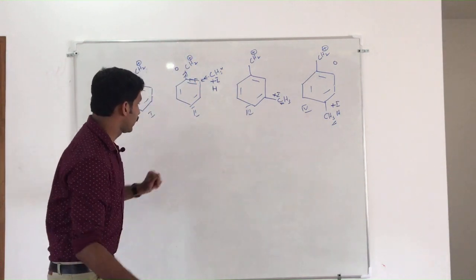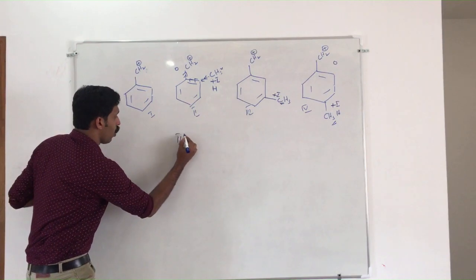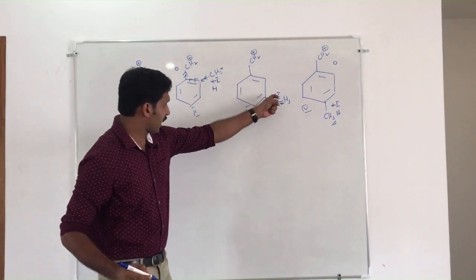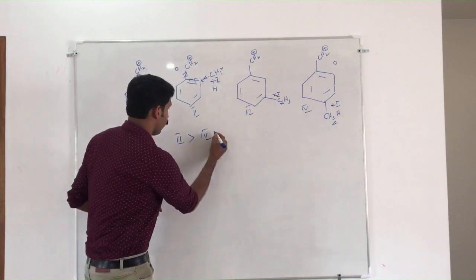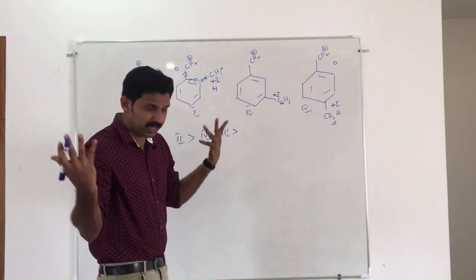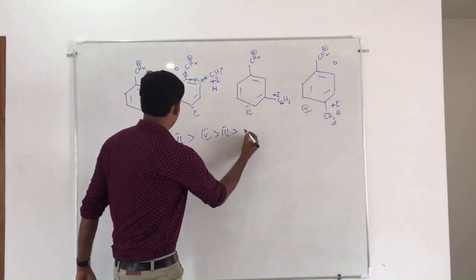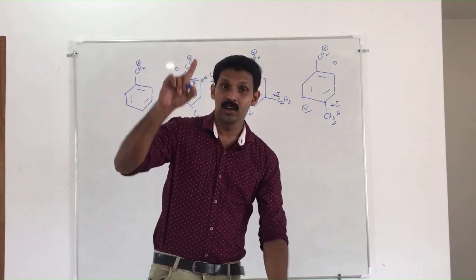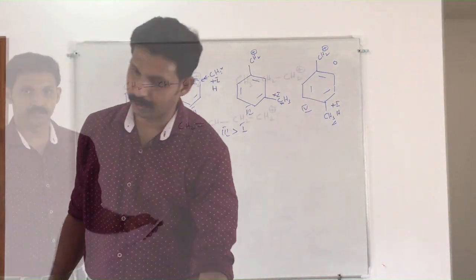Definitely, we can say that the second is more stable than the fourth one. Here there is again a plus I effect. Therefore, the third one: here there is no such plus I effect. There is no methyl group. Then this is the last one. That is, second higher than 4 higher than third higher than 1 is the answer, right? Okay, right.